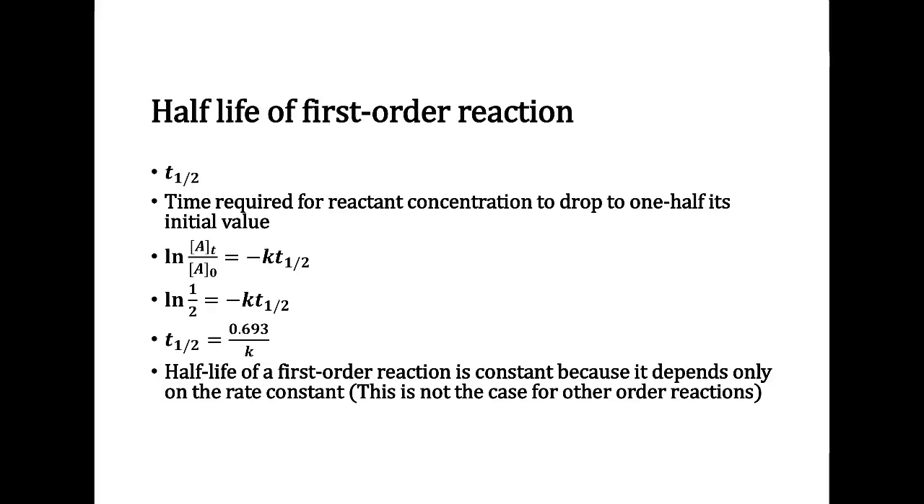It doesn't matter what the initial concentration is, since you're taking the natural log of A sub t over A sub naught. If your initial concentration was 4, then by definition at the half-life the concentration would be 2. If your initial concentration was 2,000, then it would be 1,000. But all those simplify to the natural log of 1/2 is equal to negative k t sub half. So if we plug in the natural log of 1/2, we have the half-life is equal to 0.693 over k.